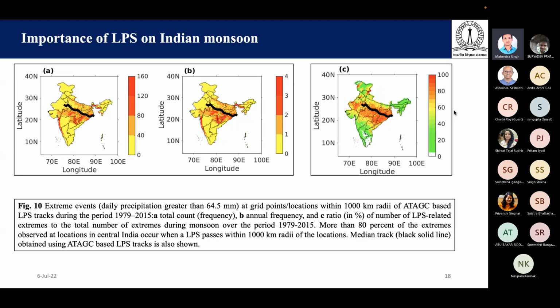Mostly these two are similar, and the third picture shows the ratio of extreme events during the LPS days as compared to the whole extreme events. So we can clearly see that the percentage of extreme events during the LPS is higher in the central region.